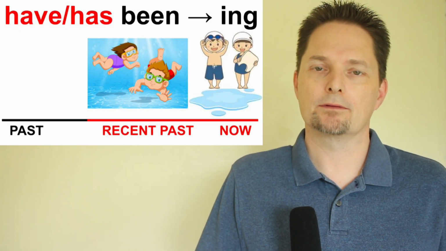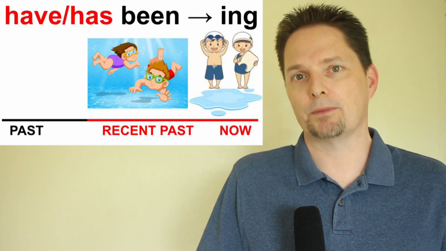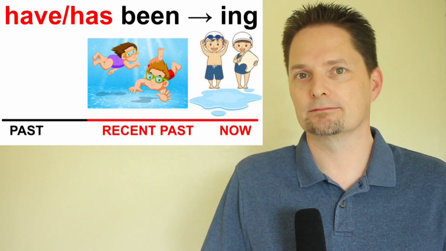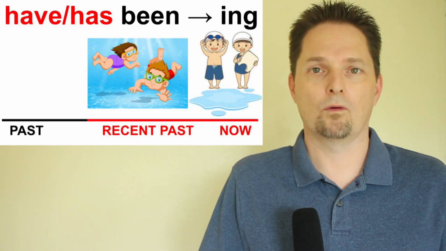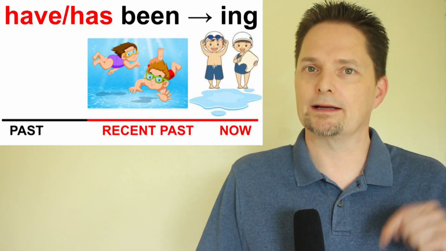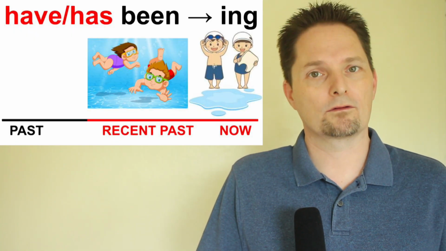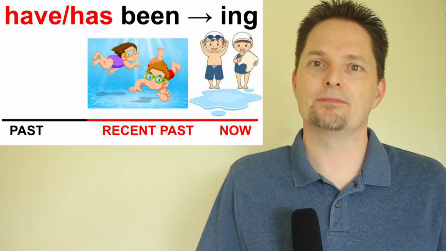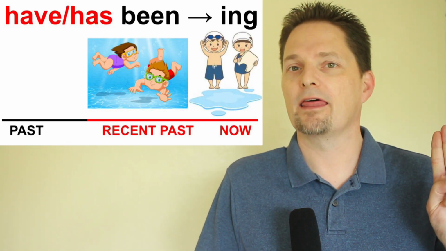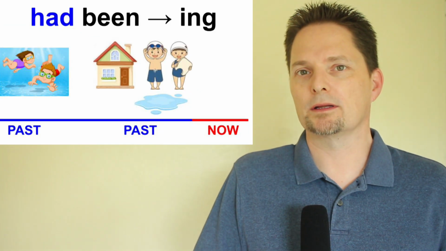They have been swimming. Because they are wet right now, in the recent past, we use have been plus a continuous action. They're not swimming anymore, so it's in the past. They're finished. They're not doing it right now. But it was recent in the past. So they are wet right now because they have been swimming. And remember, contraction. They have, together, they've. They've been swimming.